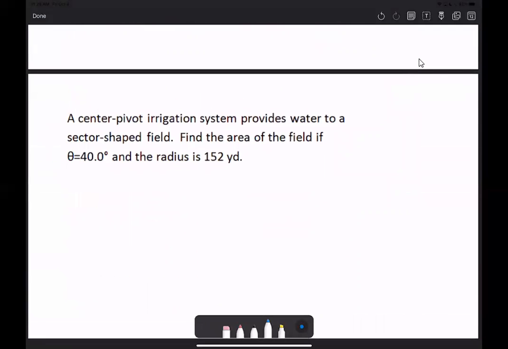Our last example is a similar example. It's a center pivot irrigation system that provides water to a sector-shaped field. So again, you can think of it as our sector shape, our piece of pie or slice of pizza. It says find the area if theta is 40 degrees and the radius is 152 yards. We're going to convert from degrees to radians again. In your calculator, 40 divided by 180 converted to a fraction is 2 over 9, so this will be 2 pi over 9.